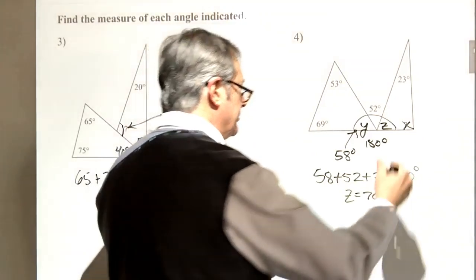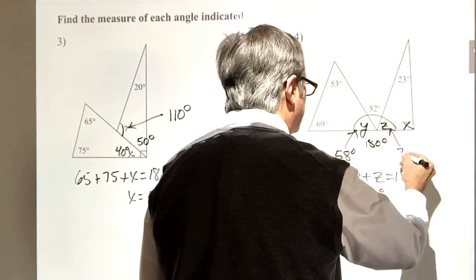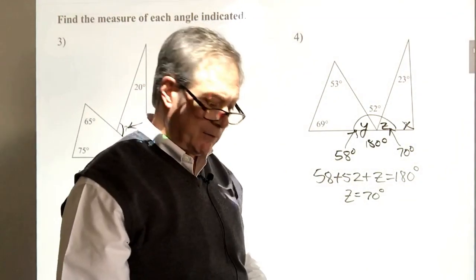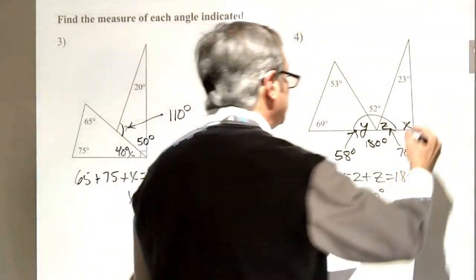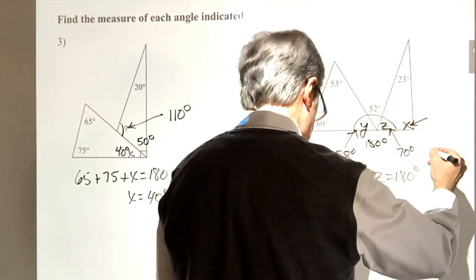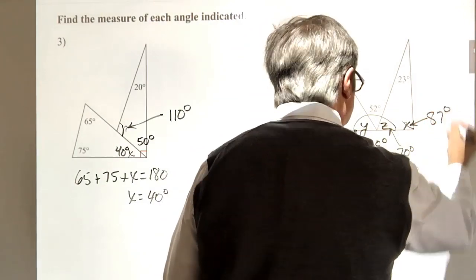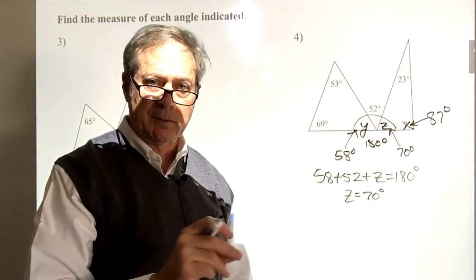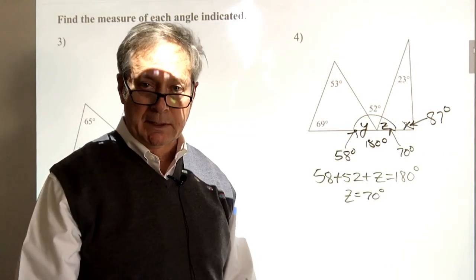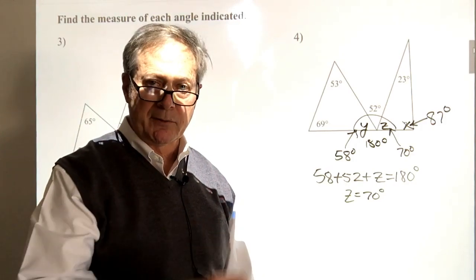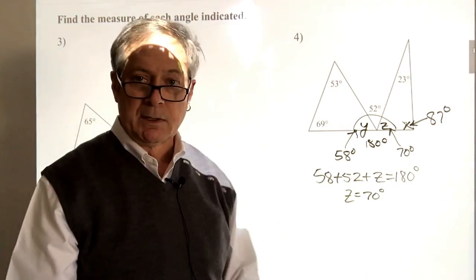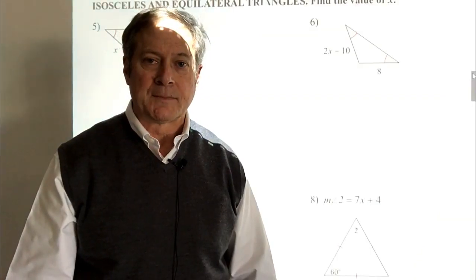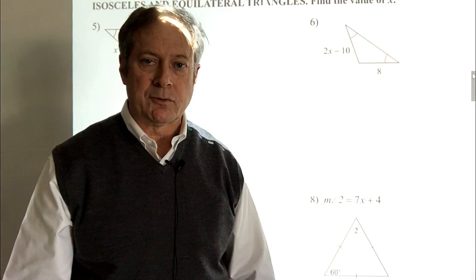Okay, now I'm good to go. If I know that that's 70 and that's 23, 70 and 23, that's 93 from 180, then that means that this one has to be 87 degrees. Now you just want to take these things step by step by step. It's like putting together a puzzle. You just have to find the place to start, and everything then falls into place. So that's examples 3 and 4. All right, now we're ready for examples 5 through 8.